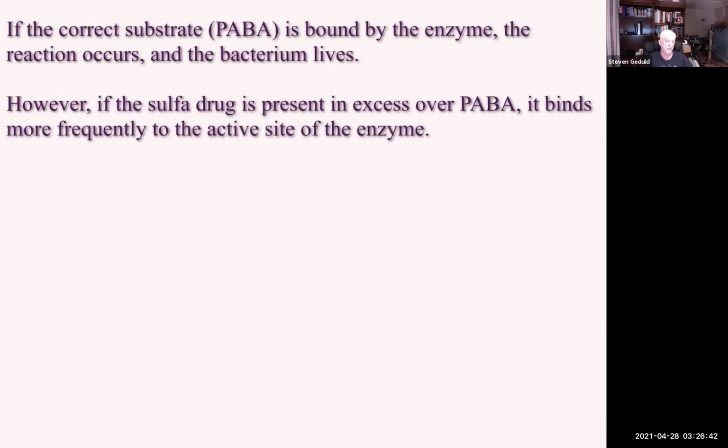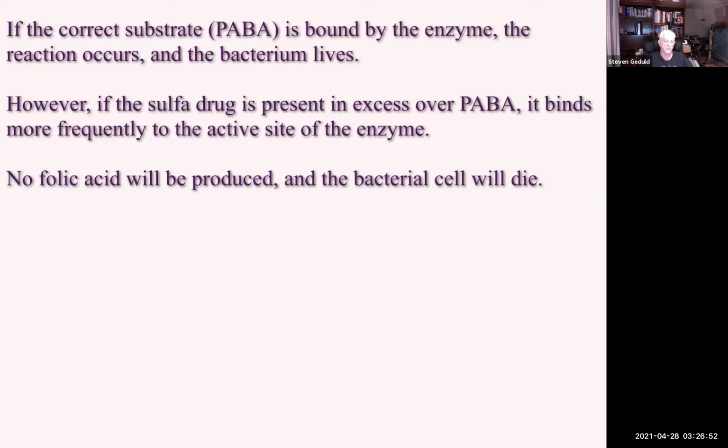Okay. If the sulfa drug is present in excess over the pyrimidine benzoic acid, it binds more frequently to the active site of the enzyme. No folic acid will be produced. The bacteria cell cannot make DNA and RNA, and the bacteria cell will die. That's how our first antibacterial medications work.